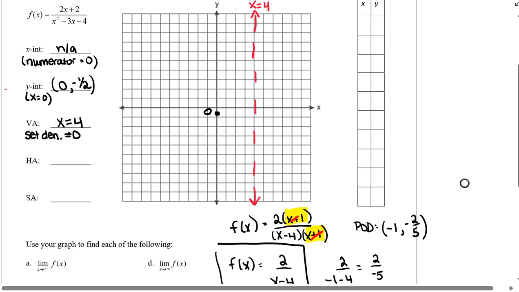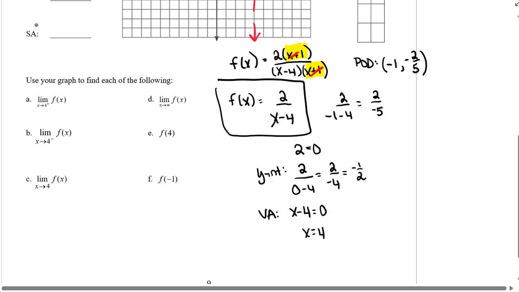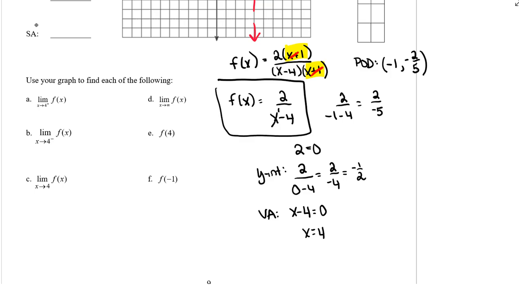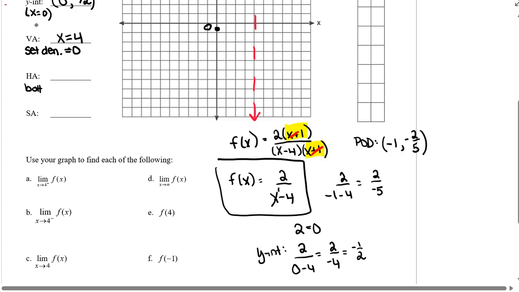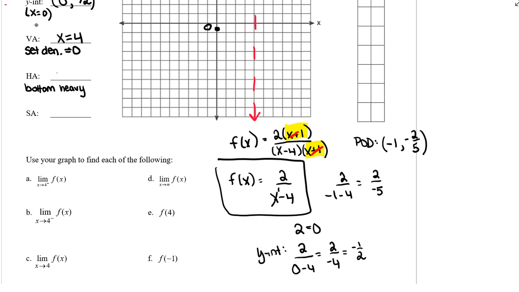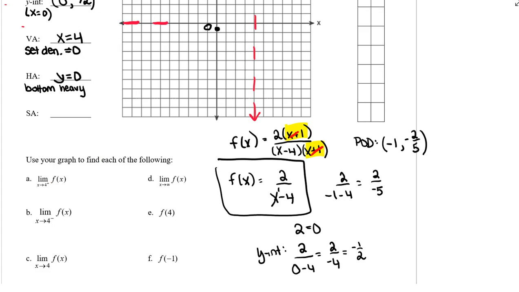A horizontal asymptote I'm going to find by comparing the degrees. In this case, my simplified function is bottom heavy because the degree of 1 in the denominator is greater than the degree of 0 in the numerator. So this guy is bottom heavy, and whenever you have a function that's bottom heavy, you have a horizontal asymptote at y equals 0. So I'm going to go ahead and graph that asymptote as well.